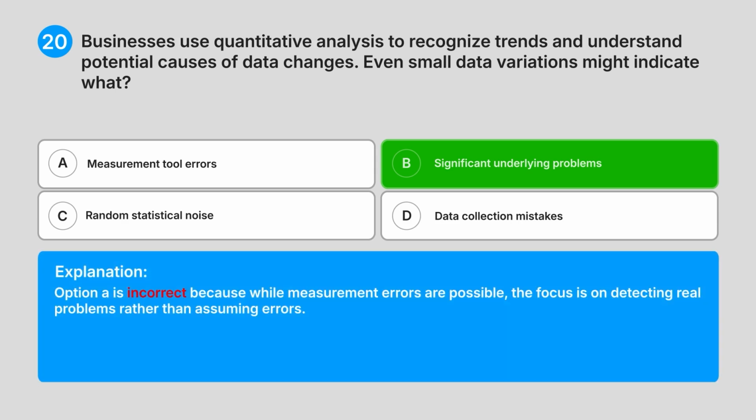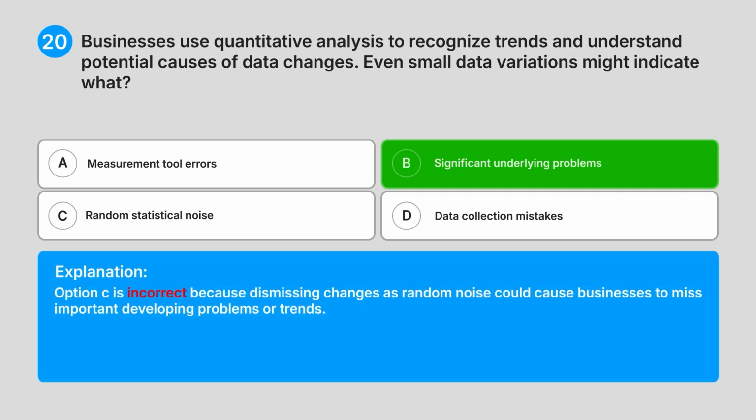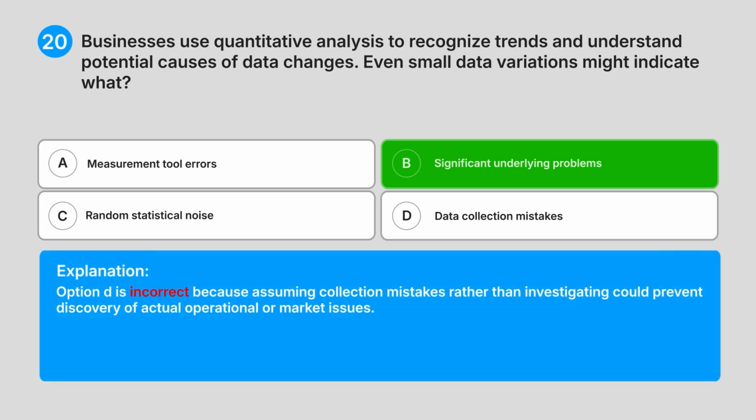Option A is incorrect because while measurement errors are possible, the focus is on detecting real problems rather than assuming errors. Option C is incorrect because dismissing changes as random noise could cause businesses to miss important developing problems or trends. Option D is incorrect because assuming collection mistakes rather than investigating could prevent discovery of actual operational or market issues.